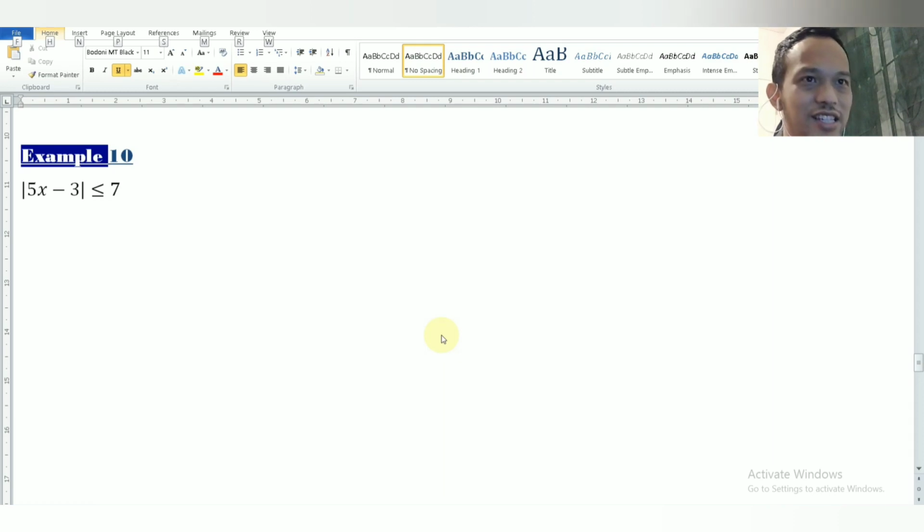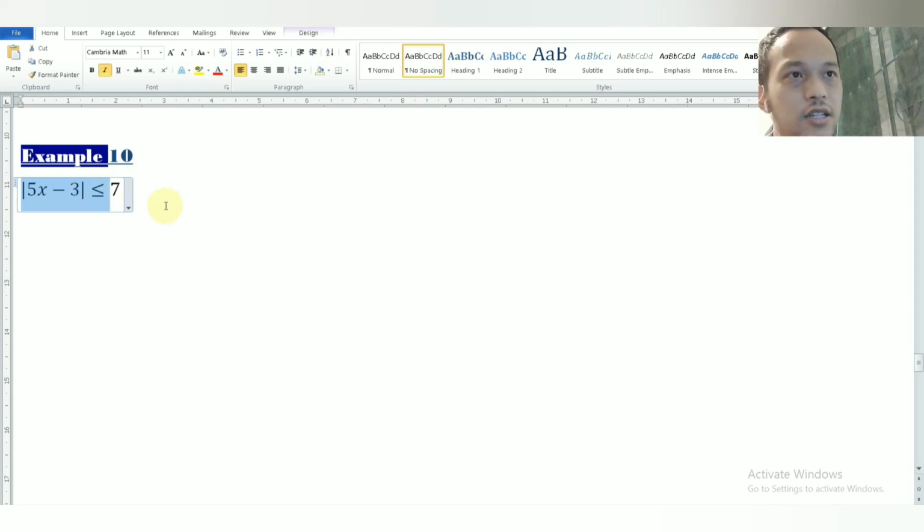Yeah, okay, you can see this example here. So this will be the last 2 examples. How about absolute sign? Now, before we solve it, before we isolate x, we need to translate this first, okay? Since absolute means the distance from the origin, it means the distance of 5x minus 3 from the origin must be less than or equal to 7. So it means must be between 7 and -7.